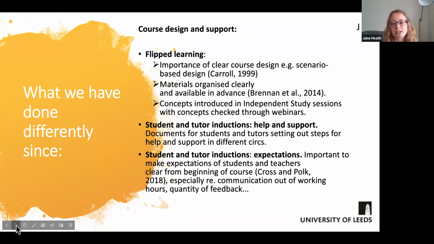In our student and tutor inductions, we've made sure that the steps to follow for help and support are set out really clearly. So that meant there's a lot of questions that in term 3, so the course we're talking about here, were coming to us as module leaders, hopefully went straight to IT if that was the relevant pathway for seeking support. We made sure that those expectations of students and tutors were really clear from the beginning of the course, from the induction, especially about the quantity of feedback, to manage students' expectations and make sure that they weren't expecting to get written feedback on everything that they did.